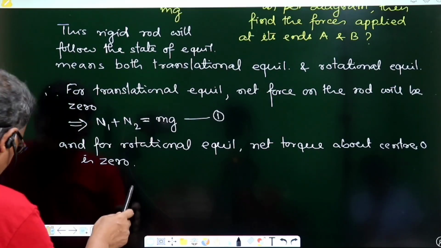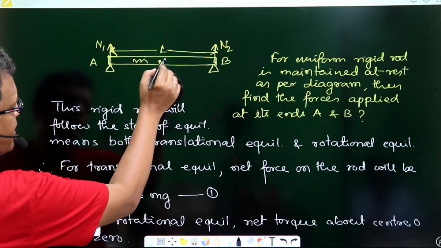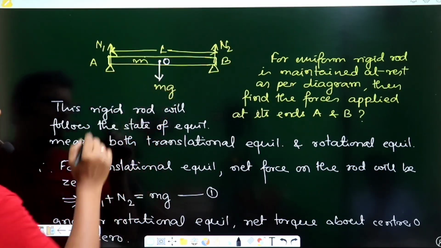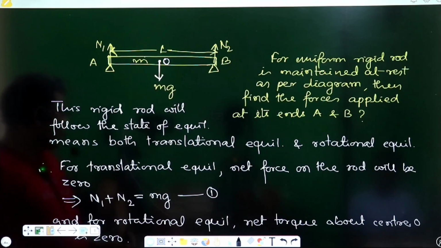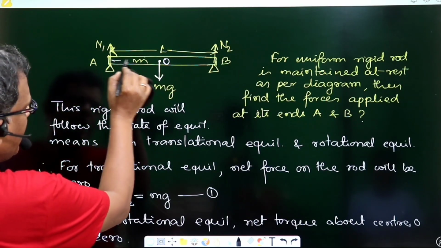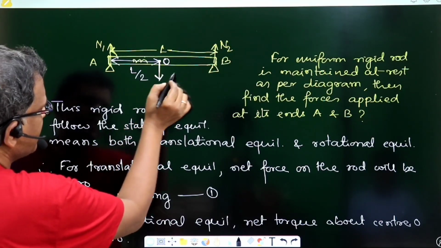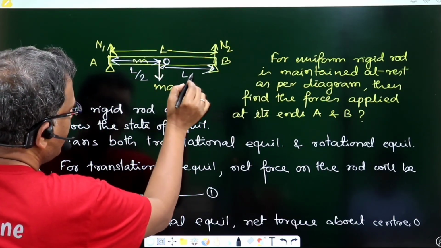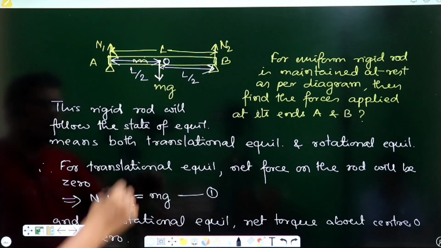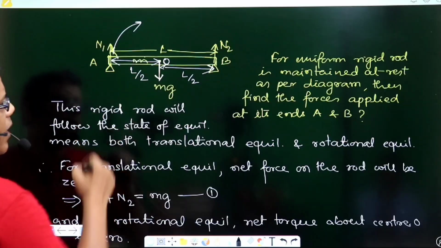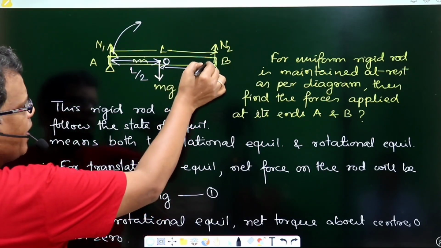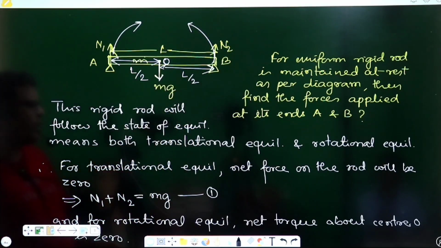So according to the diagram, this is the center O, right? Mg is acting downward through the center O. So about O, the operation of mg is through O only, so it has no distance of separation from the point O. So mg will not be considered producing torque. But the other two forces, N1 is L by 2 distance apart and N2 too is L by 2 distance apart. So about O, by the right hand thumb rule, N1 will give clockwise rotation and N2 will give anti-clockwise rotation about the point O.